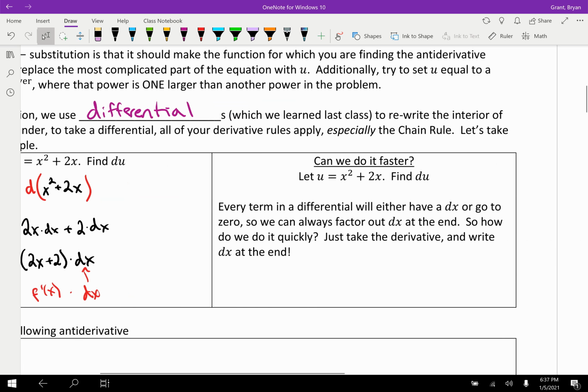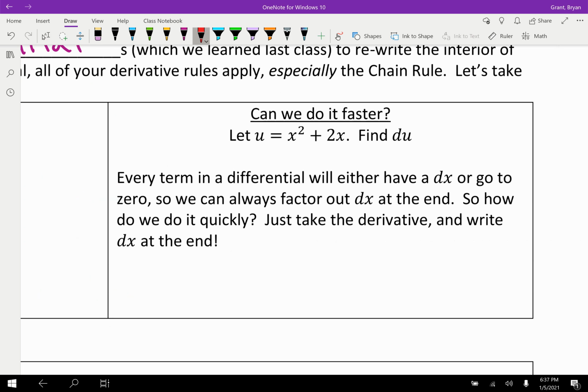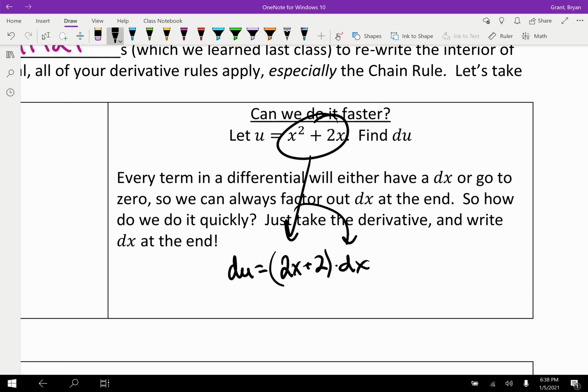So how do we do it faster? Well, here's what we're going to do pretty much every time. If they ask you to find du, then we're going to say, okay, we're doing d of each side. That's going to give us du. And then we just take the derivative, 2x plus 2. We've been doing that for months. Hopefully we can do the derivative of x squared plus 2x. And then we multiply it by dx. Done. That's how easy our differentials are going to be today. We take a quick derivative and we write dx at the end.